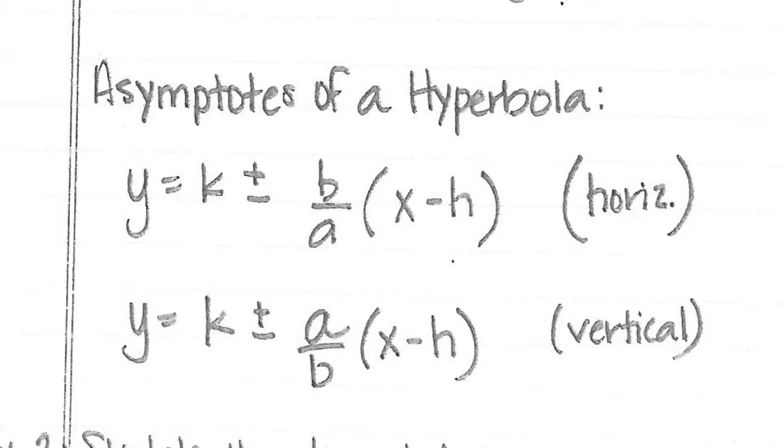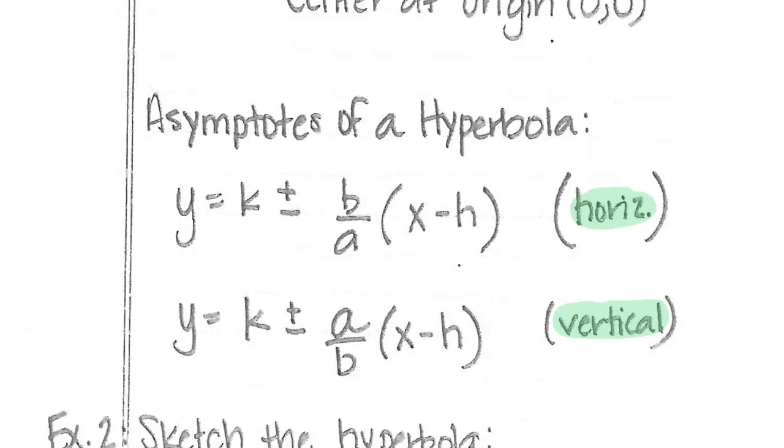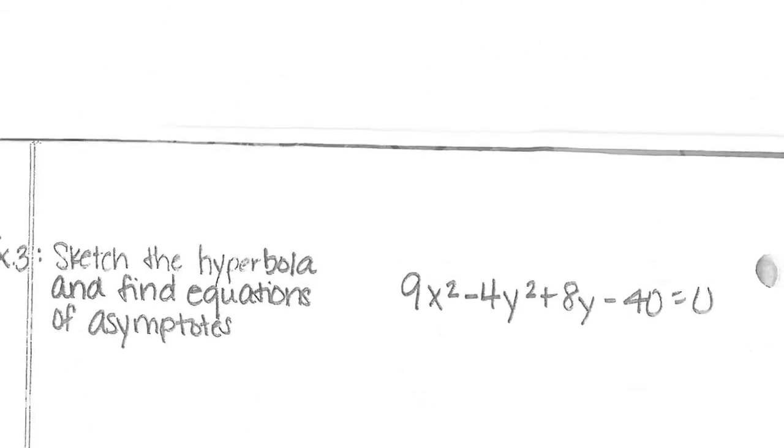y equals k plus or minus b over a times x minus h. Notice that is the horizontal. And y equals k plus or minus a over b times x minus h, where that is the vertical. If you notice, this is just a y equals mx plus b graph, which you know from Algebra 1. So I will have those ready for us to do, and let's go ahead and look at this one.